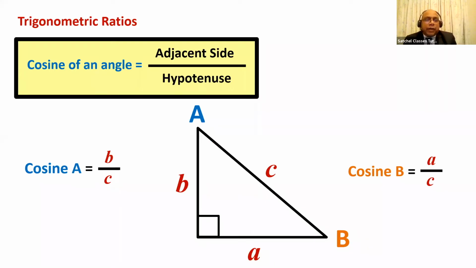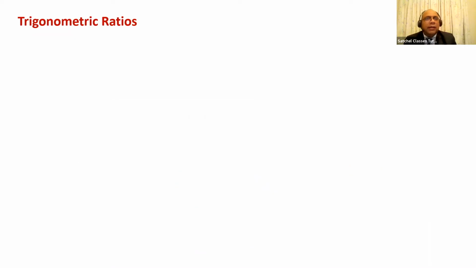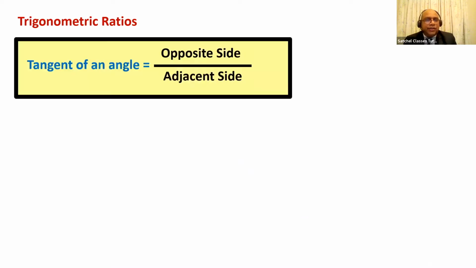Now, cosine in short is referred to as cos. So cos of any angle is the same as cosine of any angle. Let's come to the third and the last trigonometric ratio, and that is tangent of an angle. Tangent of an angle is defined as the ratio or the fraction opposite side over the adjacent side.